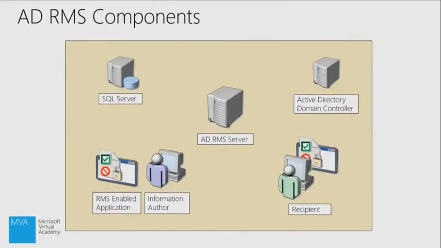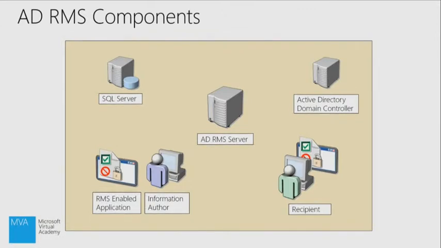First and foremost, right in the middle, ADRMS. We have to have an RMS server to manage all of this information. We need a domain controller to manage our user accounts and access to those resources. We need an author, somebody writing this information, and we need a recipient, someone consuming this information.